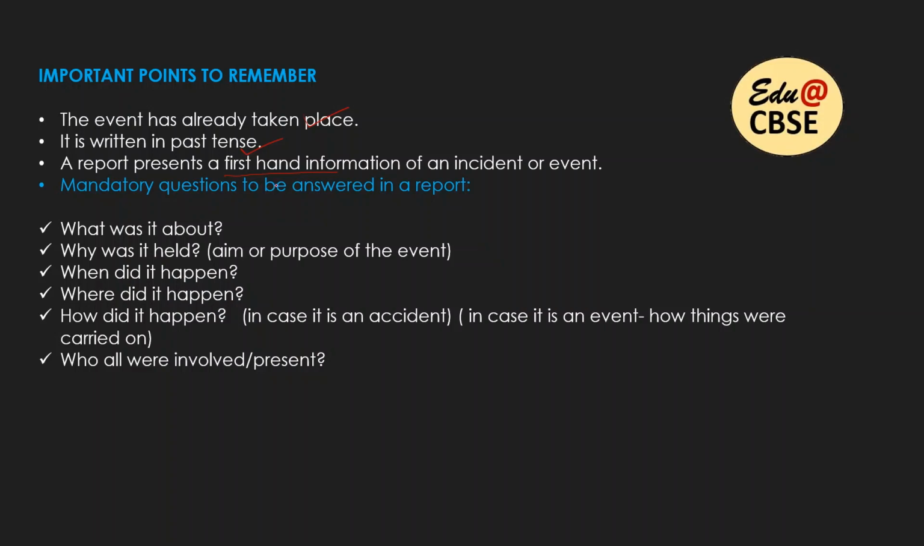Then mandatory questions that are to be answered in your report. First is what it is about. Then why was it held? Like suppose it was a program, so what is the purpose, what is the aim of that program? Then when did it happen, where did it happen, how did it happen? Now how did it happen means in case it is an accident, so what was the cause of the accident, how it happened. And in case it is an event, like I'll be taking the counseling session, the first example, so how things went on in that program. So that is how it happened. Then who all were involved, maybe in the preparation or the audience that was present there. So these questions need to be answered in your report.